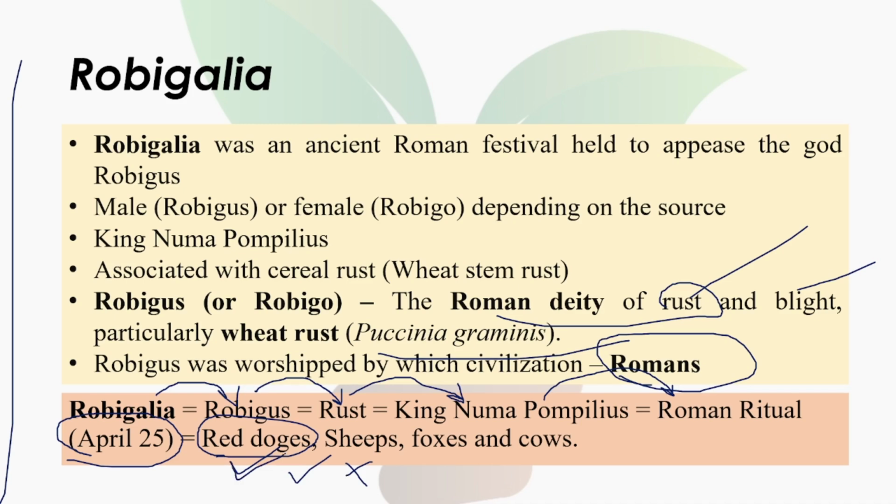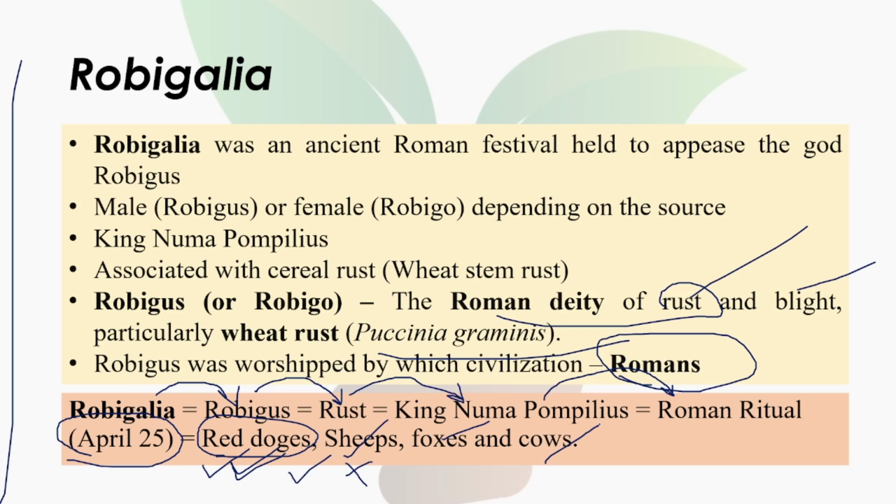They used to have these red dogs. You can ask me why only red dogs. Because at the time, red dogs used to roam in the streets all the time, so they could get these red dogs very easily, and they used to sacrifice them. Sheep, foxes, cows, everything they used to sacrifice.